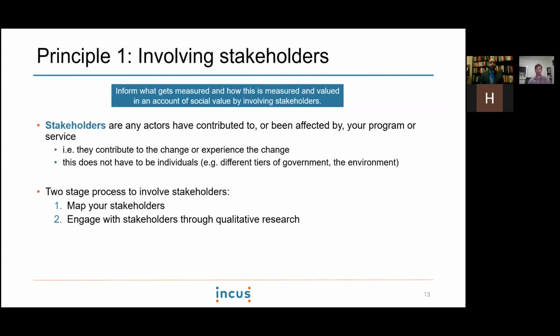Again, this is not particularly new to any evaluation people, but the idea is to map your stakeholders, to figure out who you should be consulting, and then obviously to engage with them through various forms of qualitative research. So just to work through a really simple example so that I can take us through some of the principles.